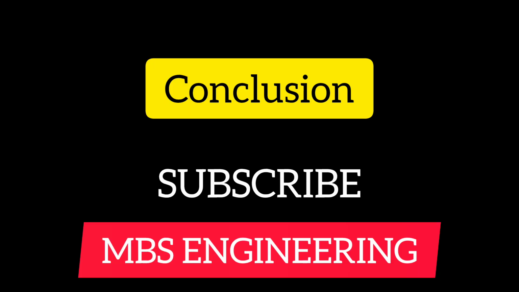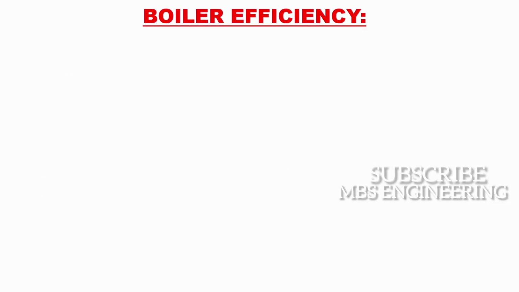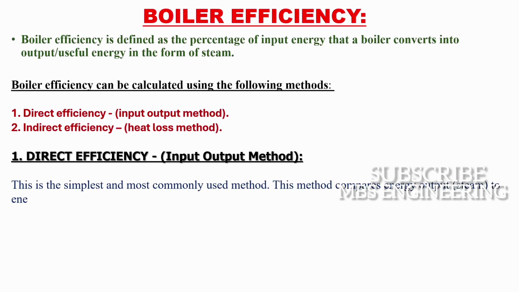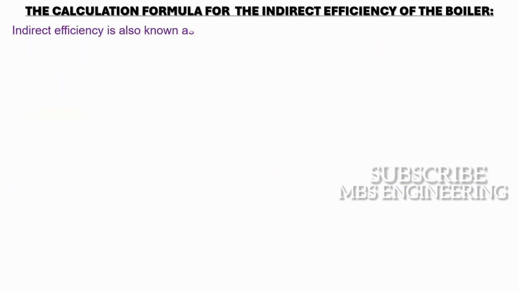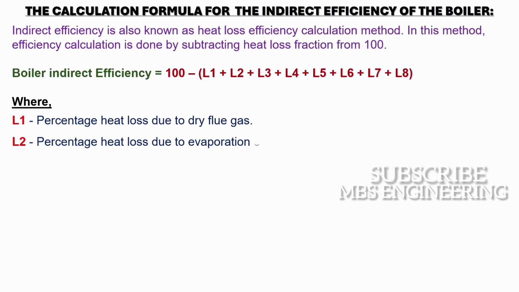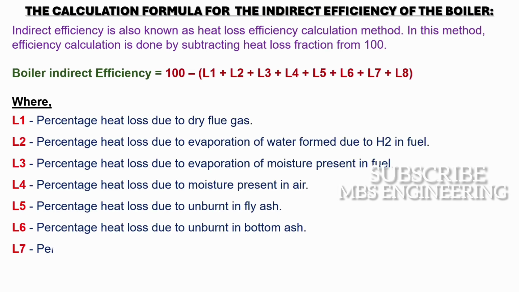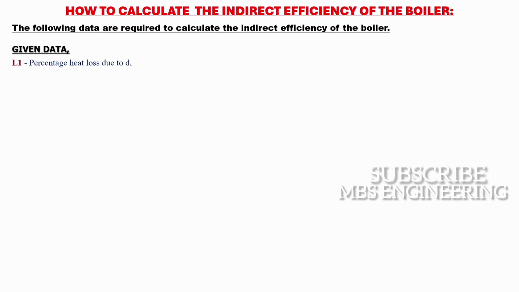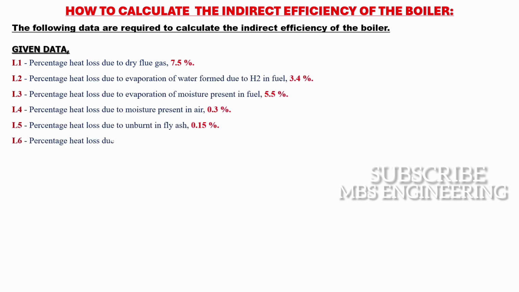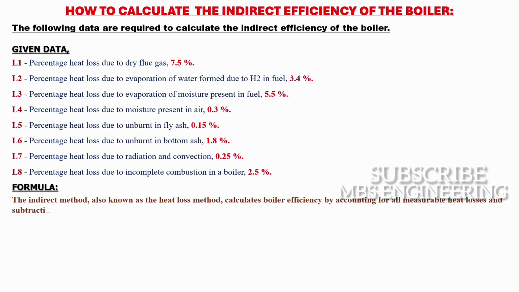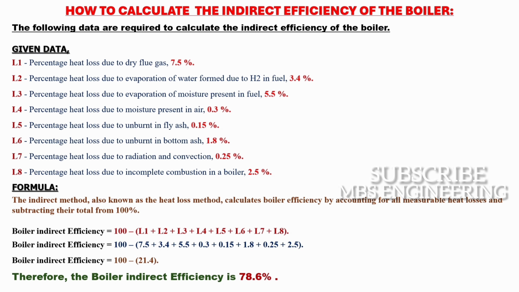Next, we summarize and conclude this video. Let's quickly recap what we learned. What is boiler efficiency? Indirect method subtracts all losses from 100%. Direct method compares output energy in the form of steam and fuel as input energy. Boiler efficiency can be calculated using indirect methods. Sample calculations showed indirect efficiency of the boiler is 78.6%.